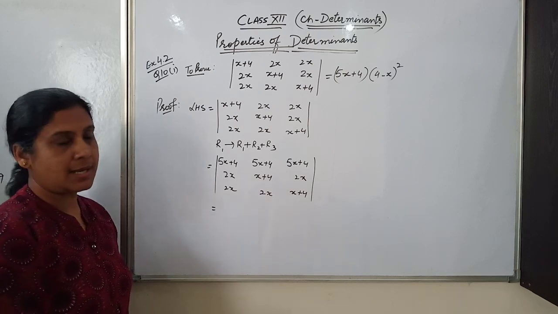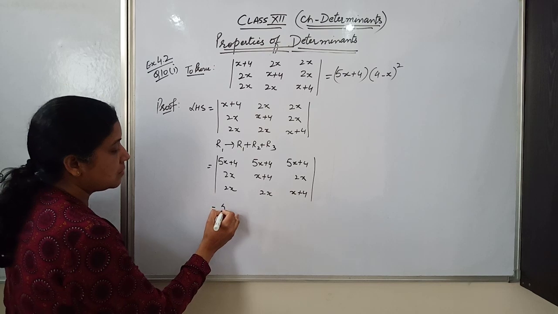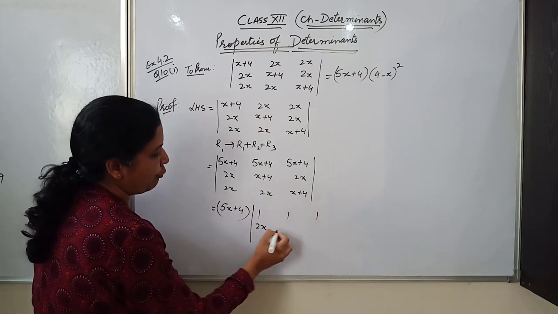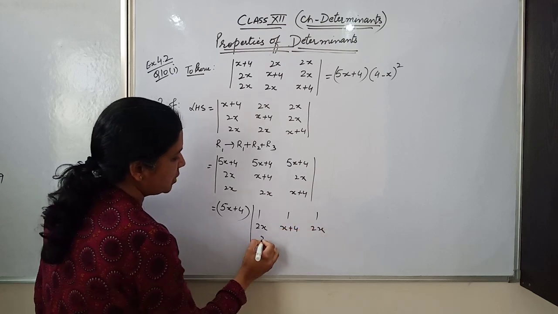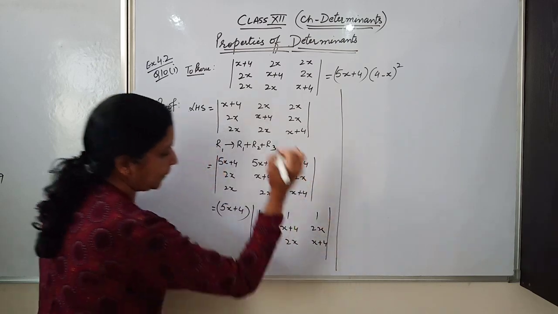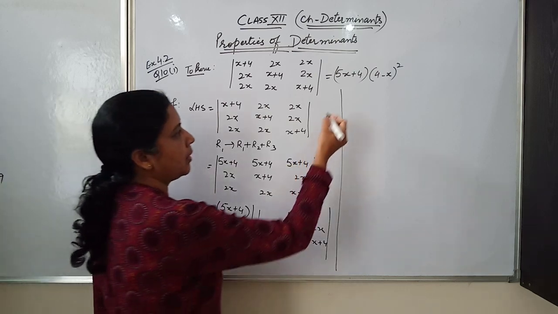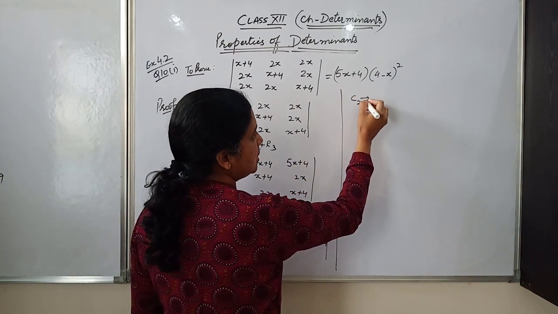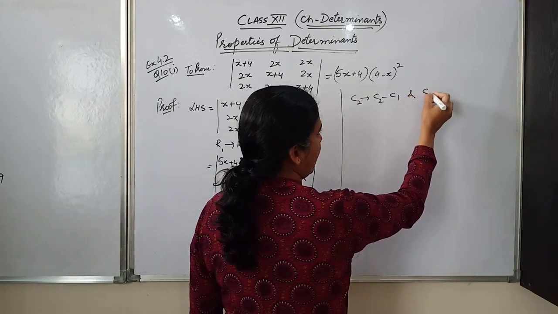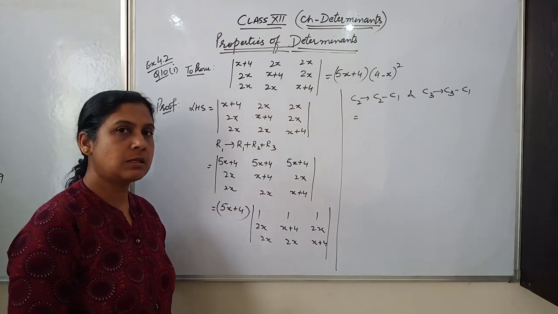Now the next property says I can take a common factor out from any of the rows or any of the columns. So 5x plus 4 is common from the first row. The whole first row gives you a common factor out. 1, 1, 1 is ready. So we will start making zeros. The next operation will be C2 such that C2 minus C1. At the same time, I will go for the operation C3 such that C3 minus C1.